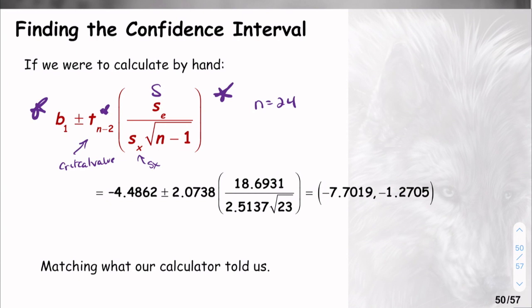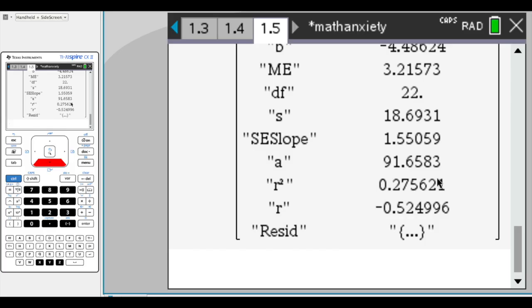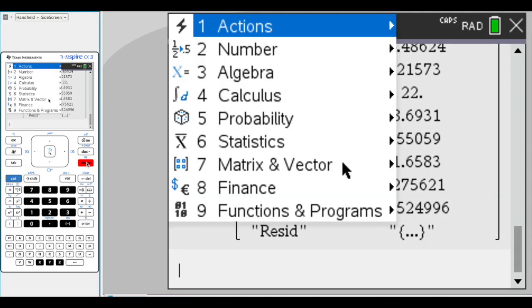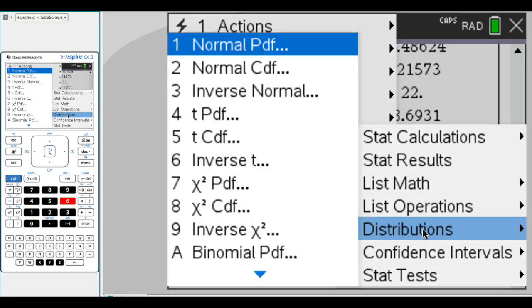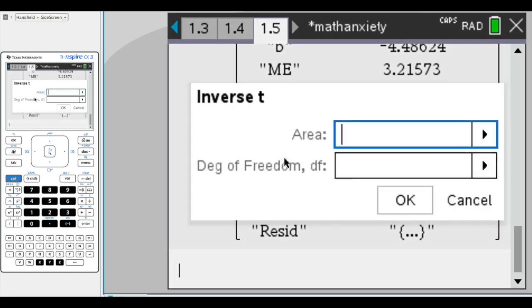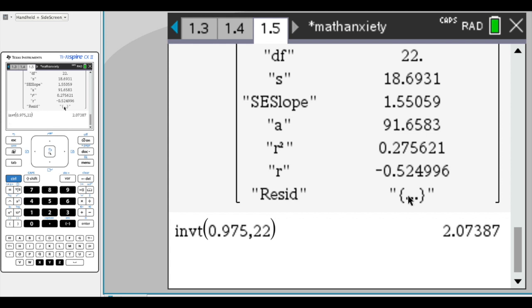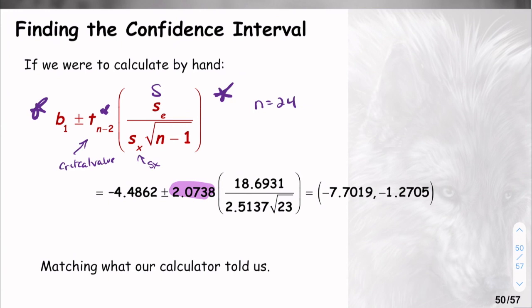How do you calculate a critical value? Well, if you need a refresher, again, on our calculator, we hit menu, we hit 6 for statistics, and then we are looking at a distribution, and we're going to do inverse t, 95% confidence interval, so that'd be 0.975. Our degrees of freedom here is n minus 2, so it's 22. We hit OK, and we get 2.707387. And that's where we get this value right here. This again is s, this is s sub x, and this is n minus 1. And if you plug those into the calculator, we get the same values.